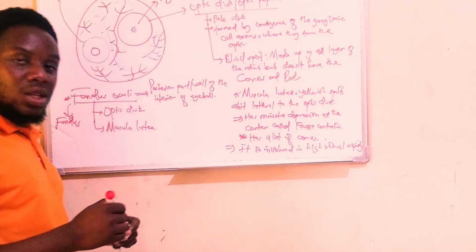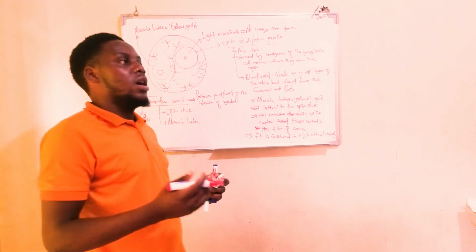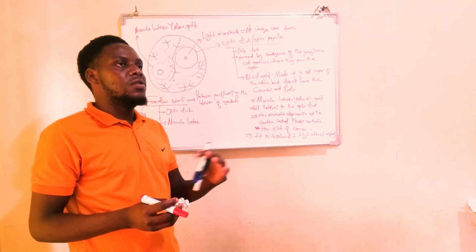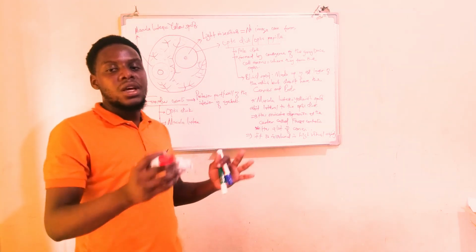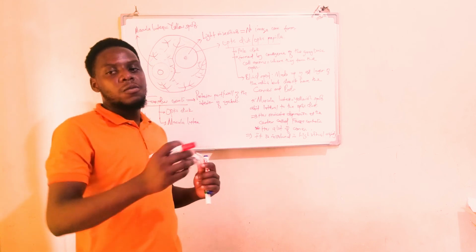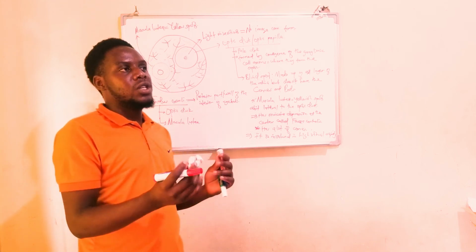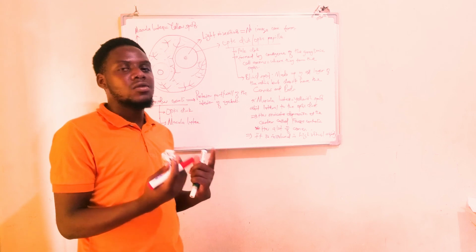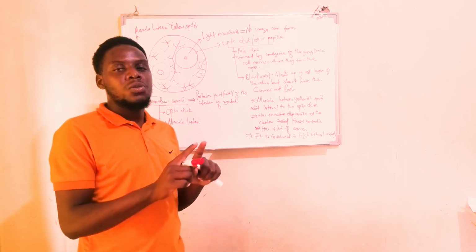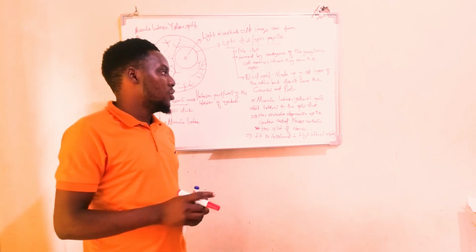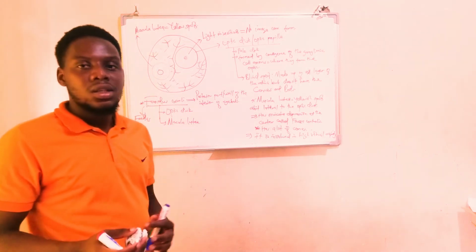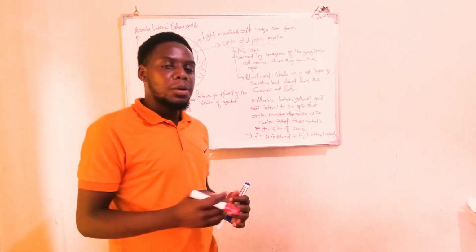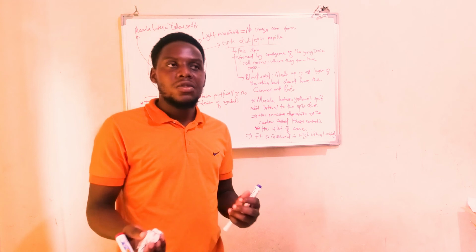Visual acuity is the ability of the eye to differentiate or to be able to recognize shapes of objects, precise shapes of objects, or can also be defined as the ability of the eye to differentiate two objects when they have been brought together. So with that said, we are done with the functional anatomy of the eye.